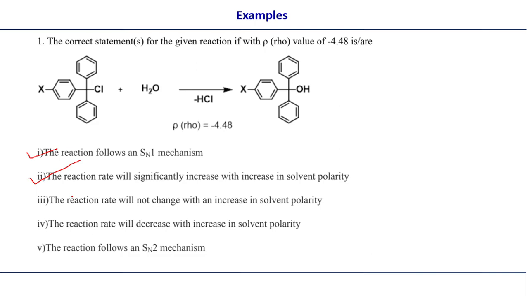Now the third sentence, the reaction rate will not change with increase in solvent polarity, is incorrect, right? Again, the fourth option, the reaction rate will decrease with increase in solvent polarity, is also incorrect. We have seen that in the previous example. And the last sentence, the reaction follows an SN2 mechanism, is also incorrect. So the correct option for this question is first and second only. All of you got it?